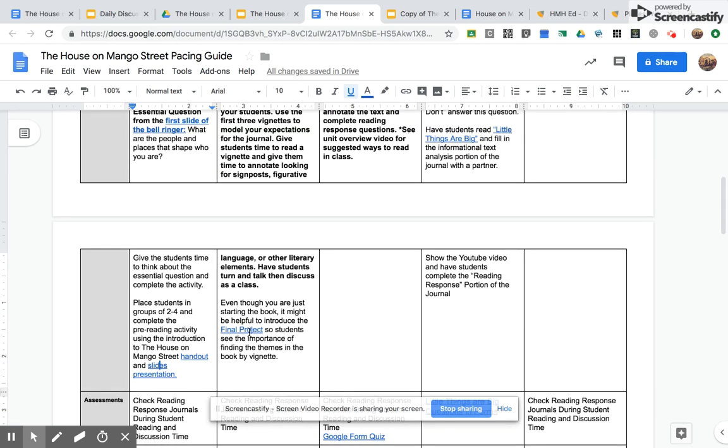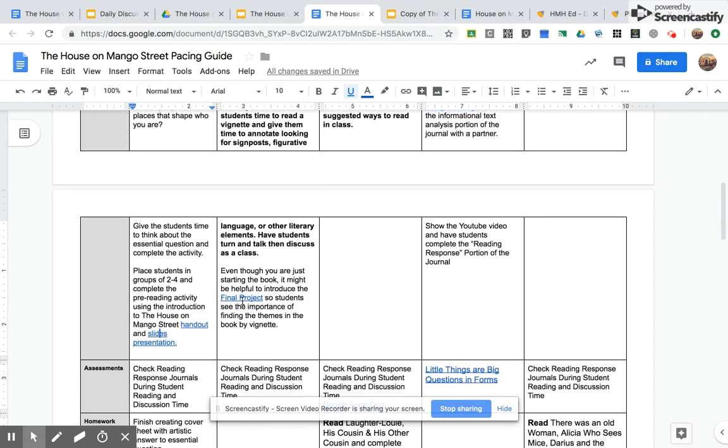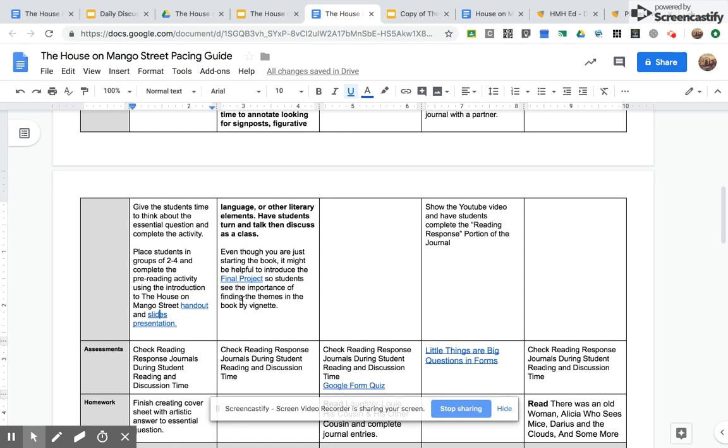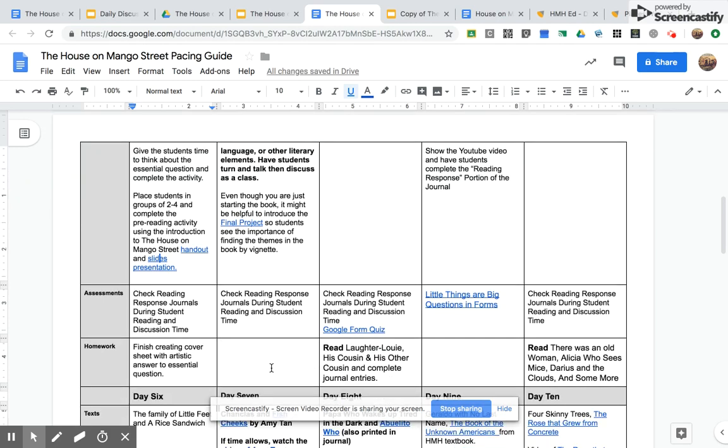And I would even maybe introduce the final project already, because the final project is going to be about theme, and they need to know what's expected of them at the end of the unit so that they can be looking for it while they're reading. So for your assessments, you can always check the reading response journals during the student reading and discussion time.